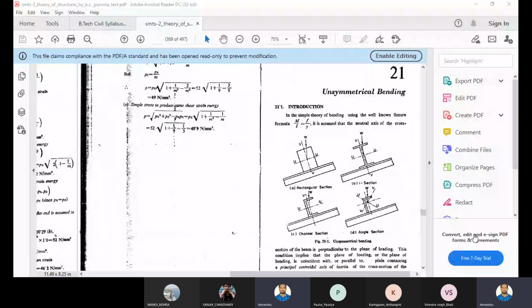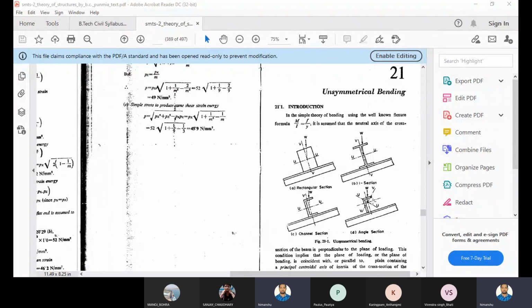Today we are going to discuss unsymmetrical bending. Earlier, as I said, if a rectangular section like this, or this I section is there, which are in symmetry, then whatever bending takes place in such a structure will be symmetrical bending. But what if your structural element is not in symmetry, like your C section, channel section or angle section? In that case, unsymmetrical bending will take place.